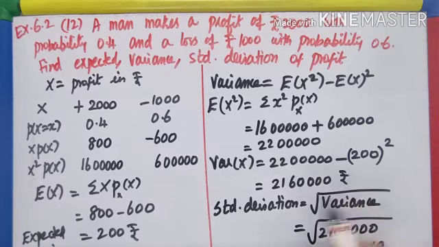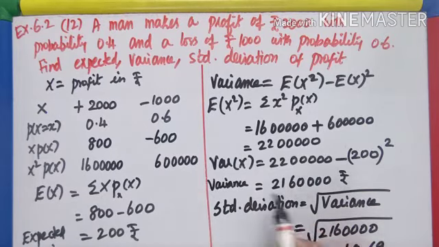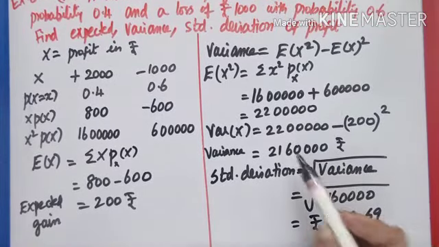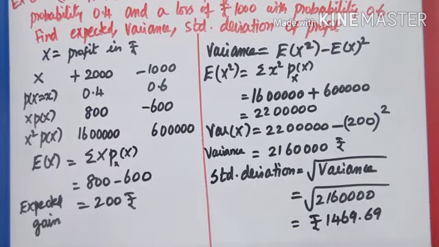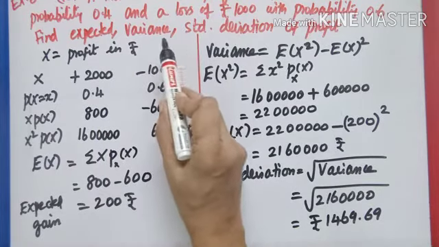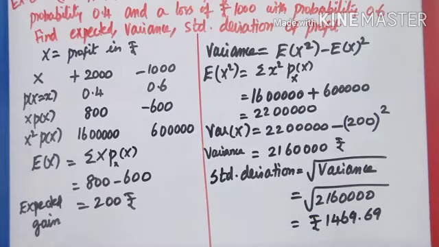So variance is equal to rupees 216,000. Standard deviation is square root of variance. Find out the square root of this number and write the answer. So the question is expected value, variance, standard deviation, and we have found all the three.